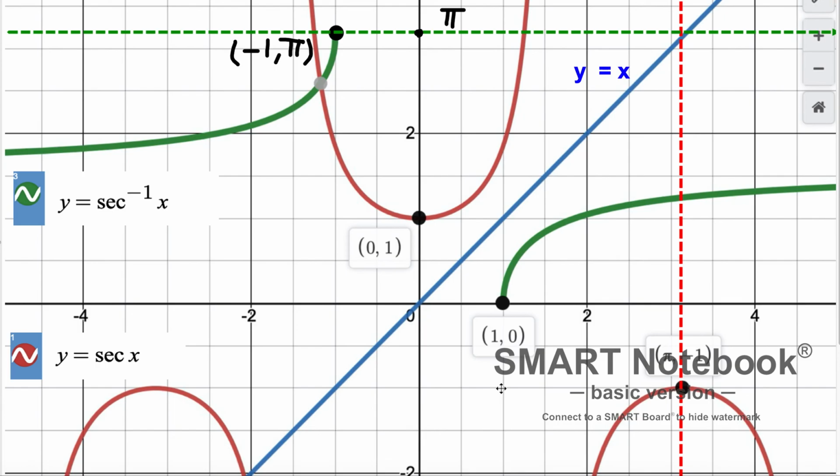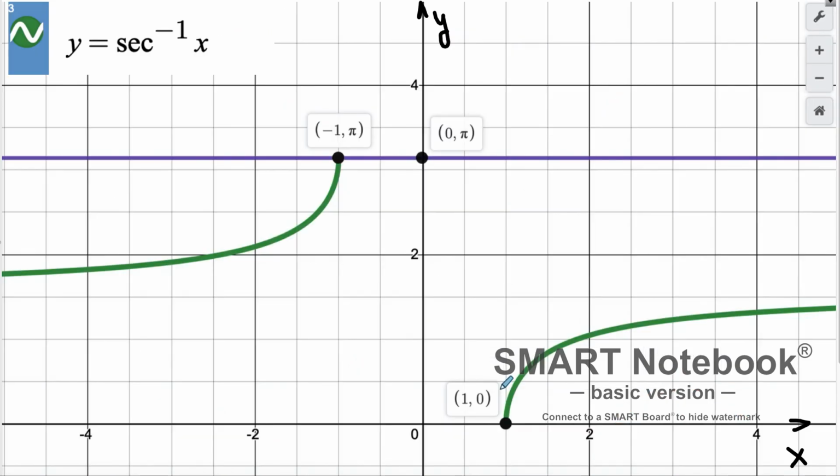But if we want to look at just the inverse function alone, more clear, so this is the inverse function of secant x that is represented here in this picture. As we said before, the domain is from minus infinity to -1 and from 1 to infinity, and the range is from 0 to pi.